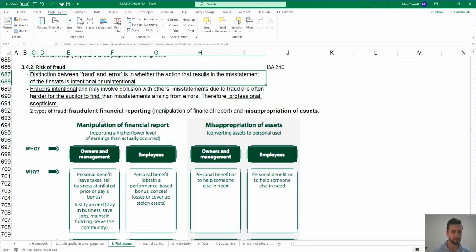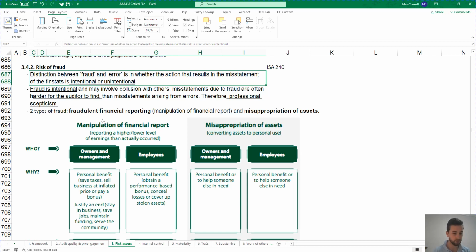So there's two types of fraud. Number one is fraudulent financial reporting, which is the manipulation of the financial report. And number two is misappropriation of assets. That's like converting the company assets to personal assets. In other words, manipulation of fraudulent financial reporting is, for example, the management gets a bonus based on performance. So they might say, okay, let's just load up this year, get a really big bonus, and then skip out next year. That's manipulating the underlying true financial performance.